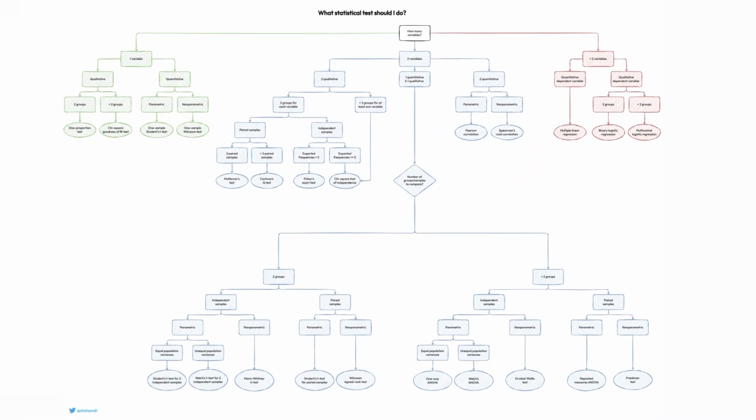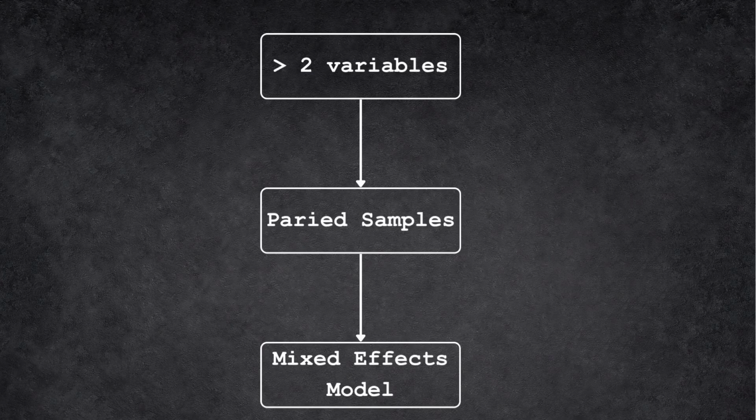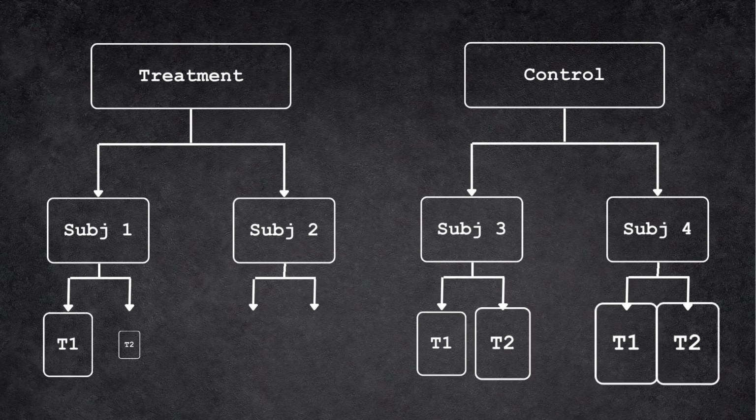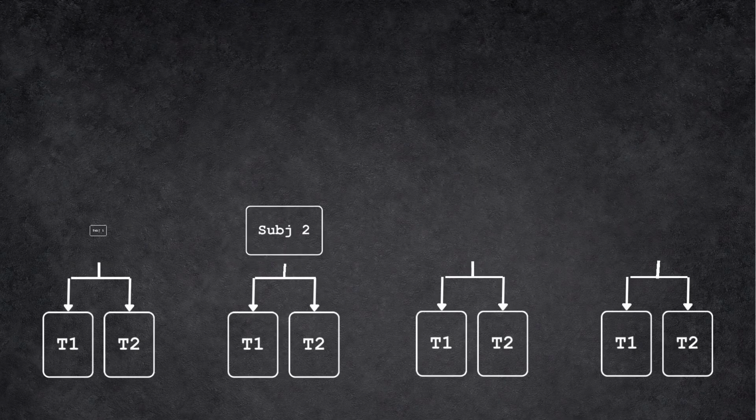Now this chart is missing a key branch here. What about when you have more than two variables and they are not independent? Here is where mixed effects models come into play. These models allow for hierarchical nesting, so you can account for repeated measures or other study designs where participants are linked.